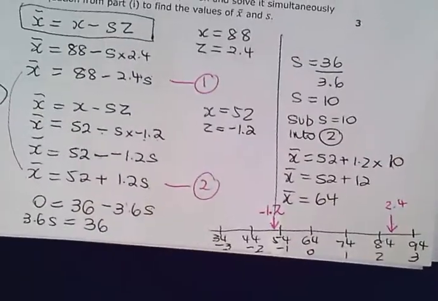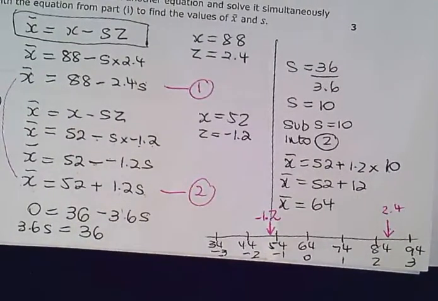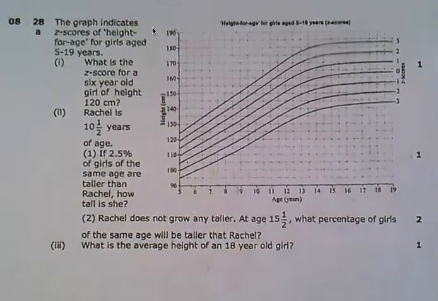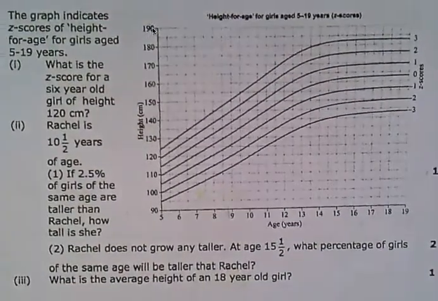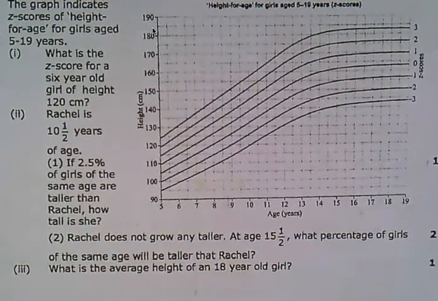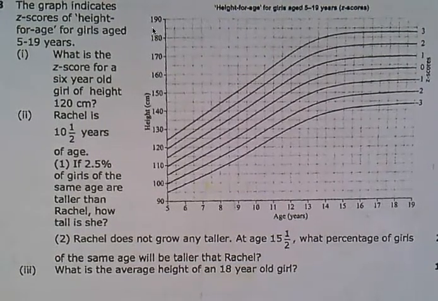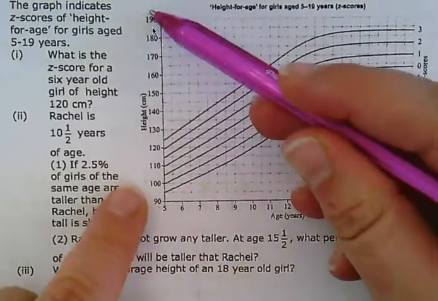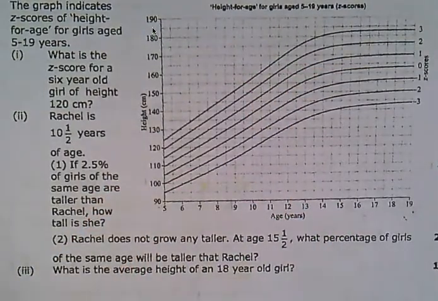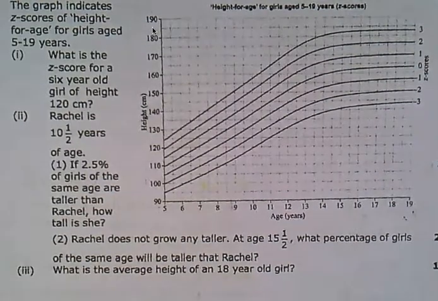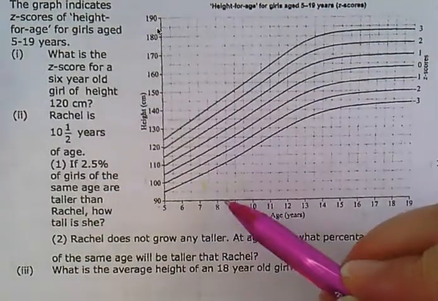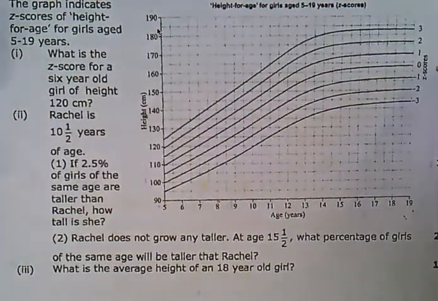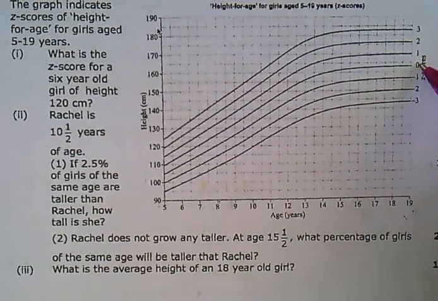All right, so HSC, question 28A. The graph indicates z-scores of height for girls aged 5 to 19. See, 5 to 19, their age versus their height. You may have seen the little blue books with the growth charts. Right? So, it says here basically an 8-year-old. Oh, these are the z-scores. So, the 0 here is the average height.